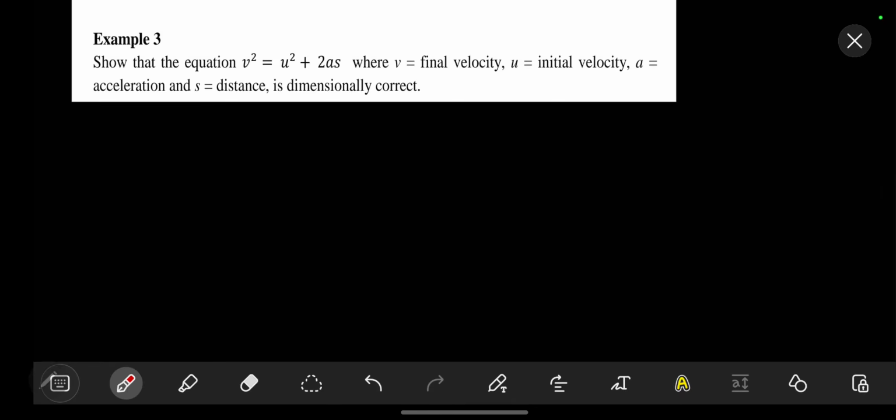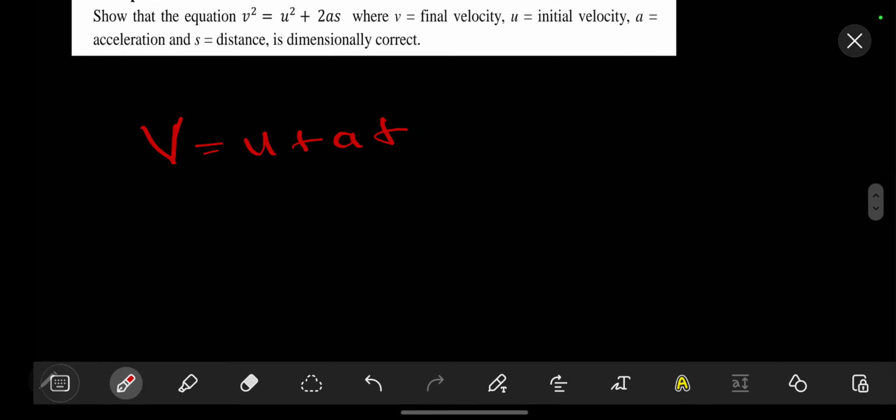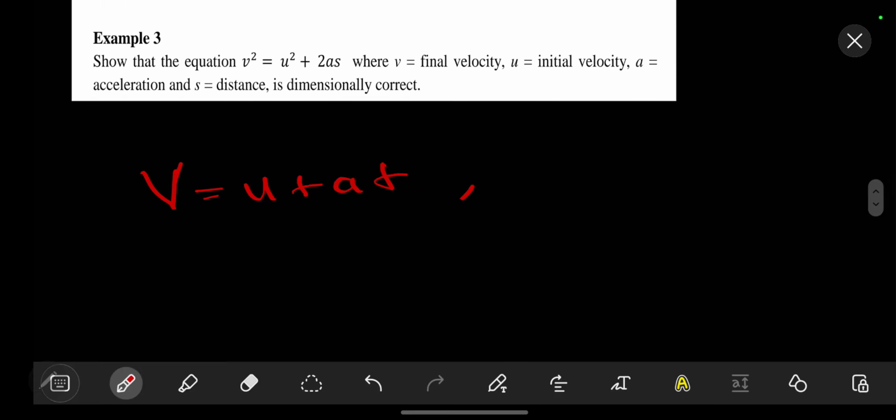So let's say we have to show that the equation is dimensionally correct. So how do we do this? Let's begin with a simple one. Let's say the equation is V equals U plus AT. How you find whether or not this equation is dimensionally correct is that you should have the same units. For example, we know that our velocity is equal to L t raised to the power negative 1, like that. So this is our dimensions for velocity.